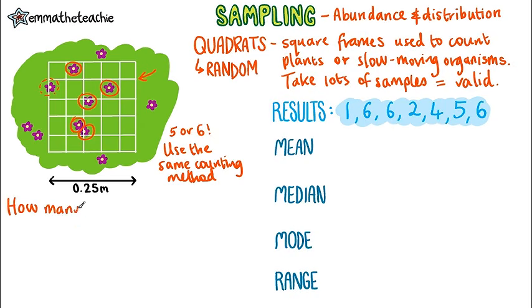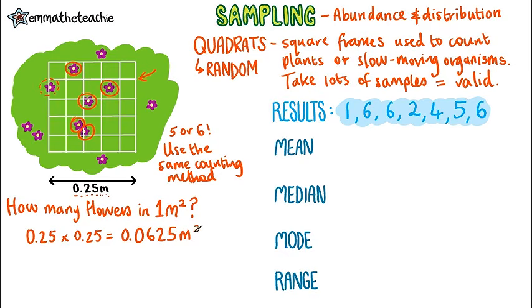If this quadrat were representative of a community, how many flowers would you expect to find in 1 meter squared? Well, first of all, let's take a look at the size of this quadrat. We've been given the length of it as 0.25 meters. We want to know the area as it's meters squared, and as it's a square, we're just going to multiply that number by itself. This will give us, on a calculator, which you are allowed to use, 0.0625 meters squared.